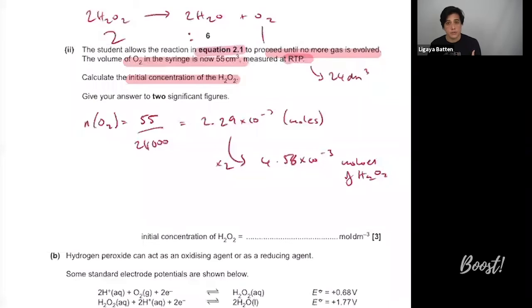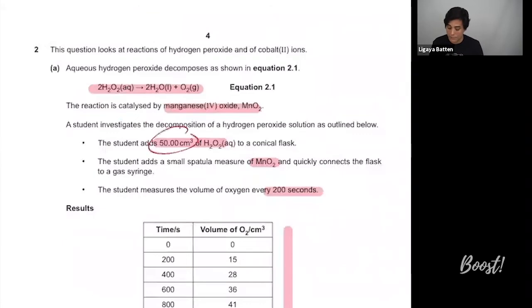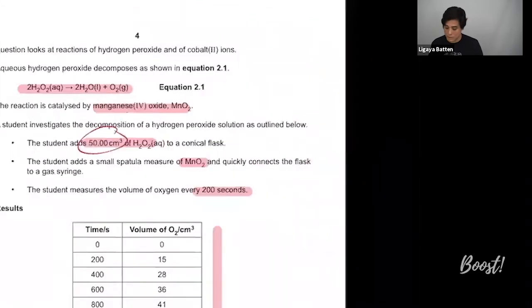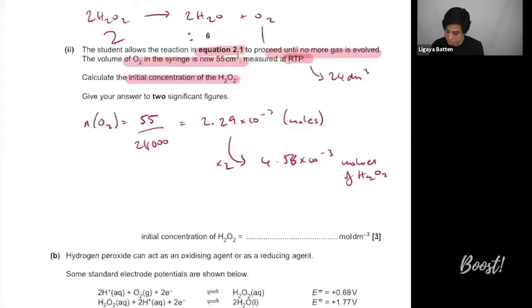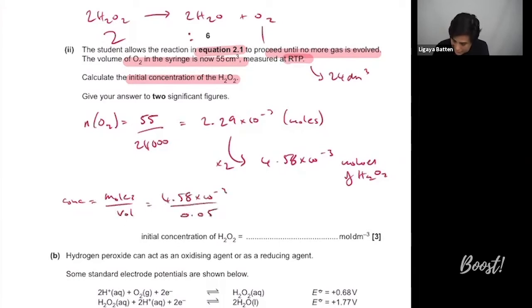Okay, so now we have the moles of the H2O2. We want the concentration. So we need the volume, which it did give us in the question here. So we've got 50 centimeters cubed. So concentration equals moles over volume. So 4.58 times 10 to the minus 3 divided by 0.05 equals 0.092. And that's the answer there.